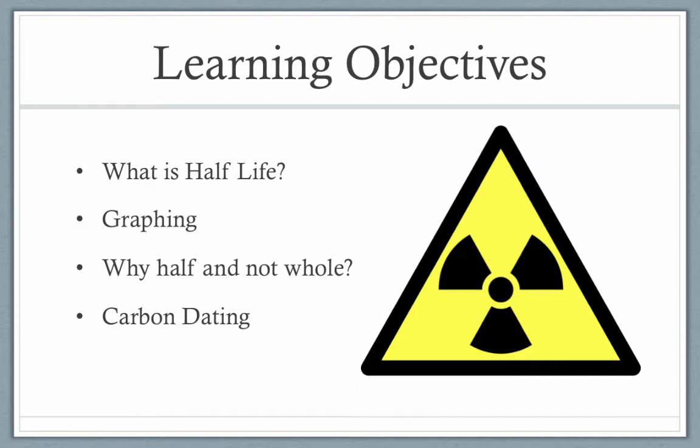And last but not least, we'll talk about an application of this half-life concept, and that's carbon dating, a process used to determine the age of very, very old organic substances. For example, an old bone that you might find in the ground from a dinosaur, we can predict pretty accurately how old that bone is based on the number of carbon-14 atoms remaining in that substance.